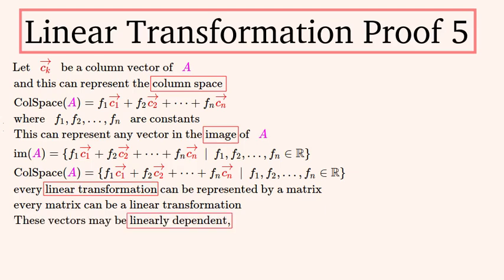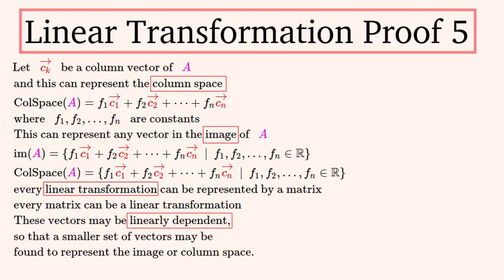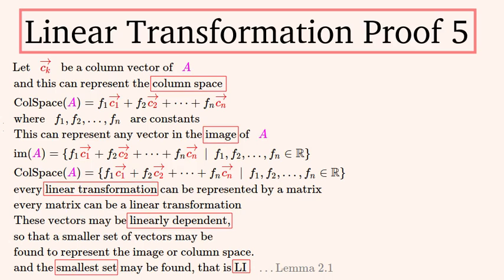These column vectors in A may be linearly dependent. That is, one of them can be written as a linear combination of the other vectors in the set. So we might be able to find a smaller set of vectors that can represent this same column space of A. We can find the smallest set of vectors that represent the column space of A. This set will be linearly independent, and can thus be a basis for the column space of A. We can invoke lemma 2.1 to do this.